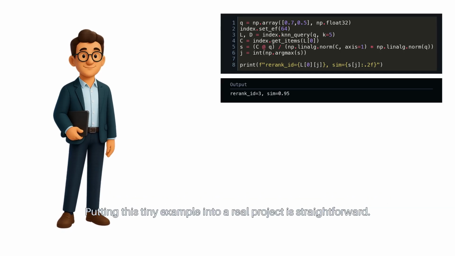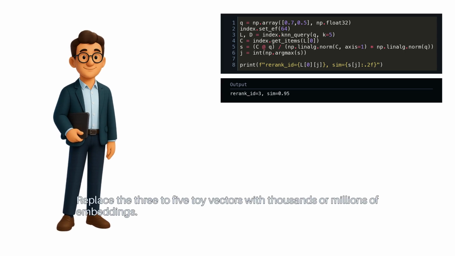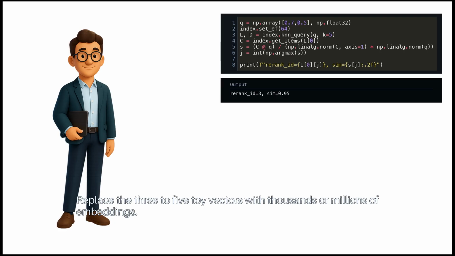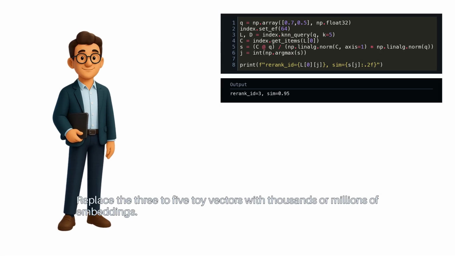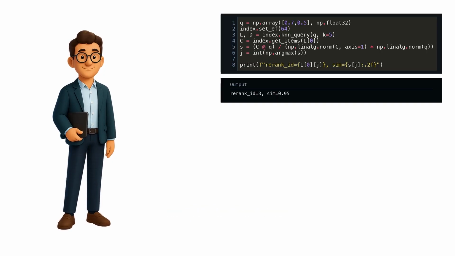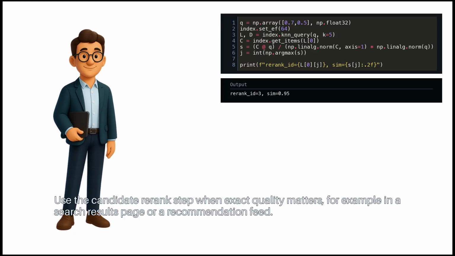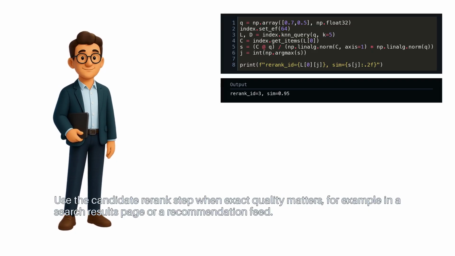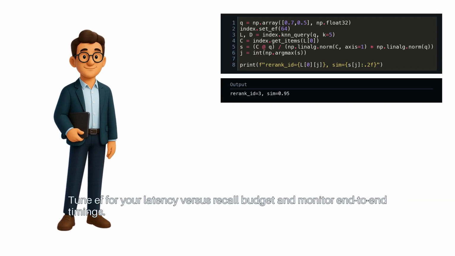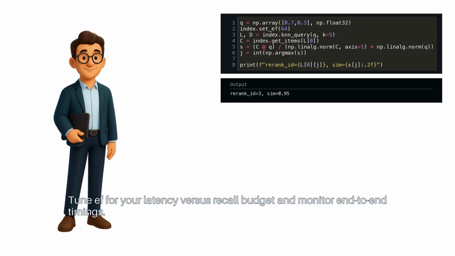Putting this tiny example into a real project is straightforward. Replace the 3 to 5 toy vectors with thousands or millions of embeddings. Keep batching for queries. Use the candidate re-rank step when exact quality matters, for example, in a search results page or a recommendation feed. Tune ef for your latency versus recall budget and monitor end-to-end timings.